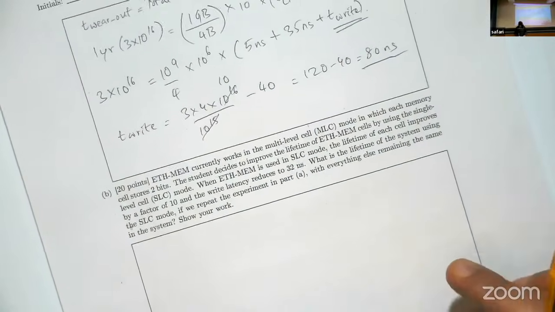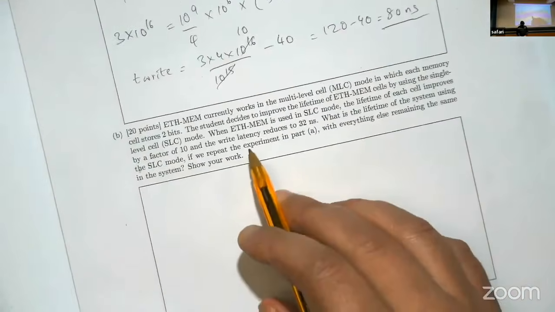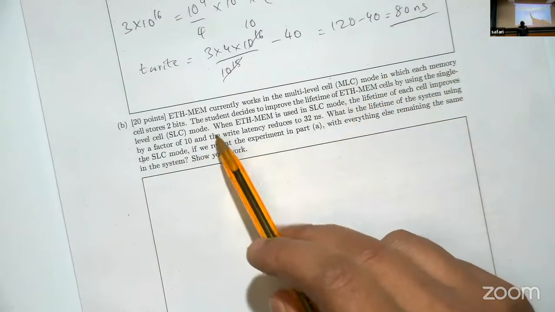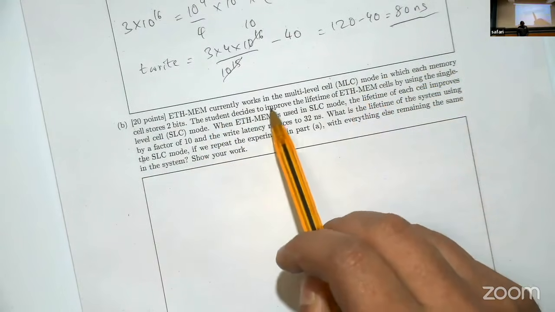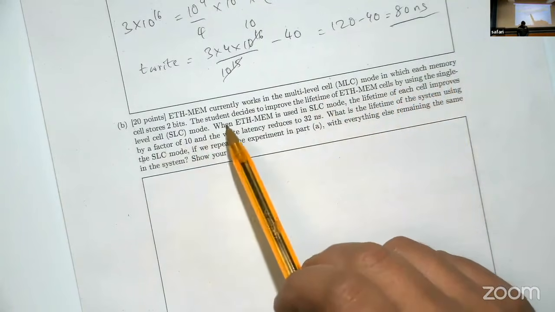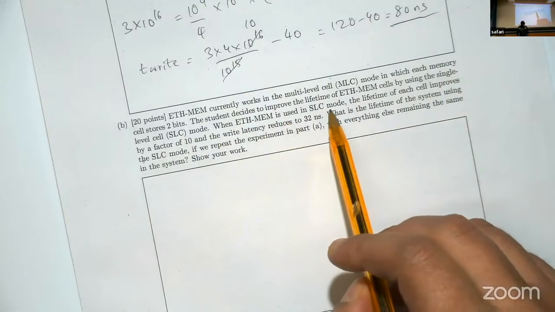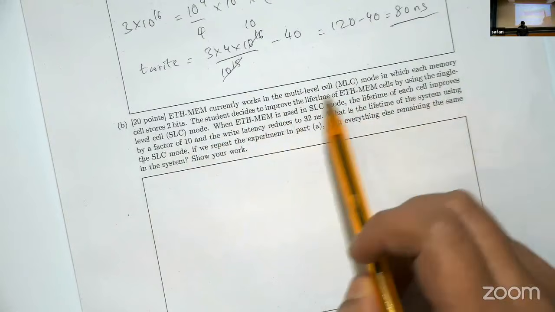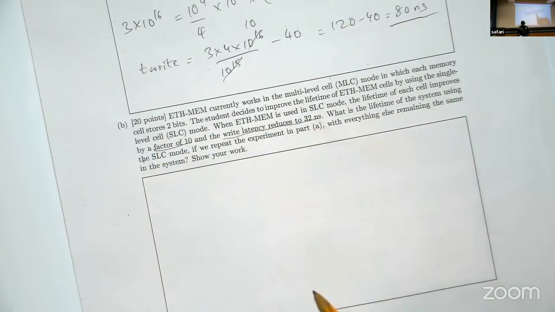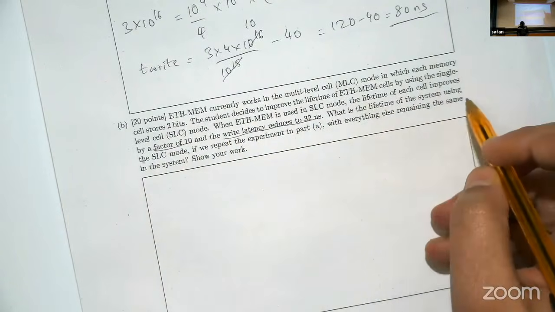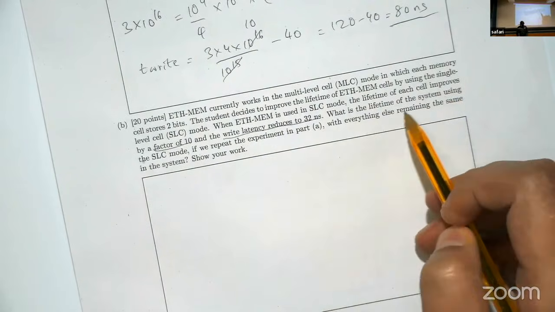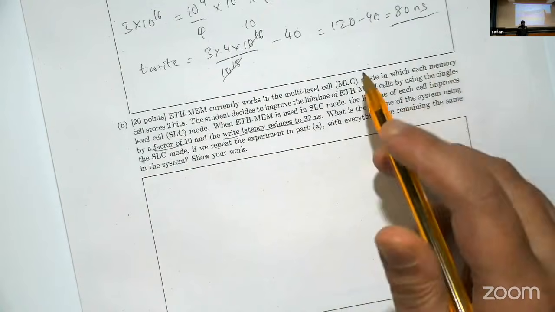The second part of this question: ETH mem currently works in multi-level cell mode, in which each memory cell stores 2 bits. The student decides to improve the lifetime of ETH mem cells by using the single level cell mode. When ETH mem is used in SLC mode, the lifetime of each cell improves by a factor of 10, and the write latency reduces to 32 nanoseconds. What is the lifetime of the system using the SLC mode, if we repeat the experiment in part A with everything else remaining the same in the system?